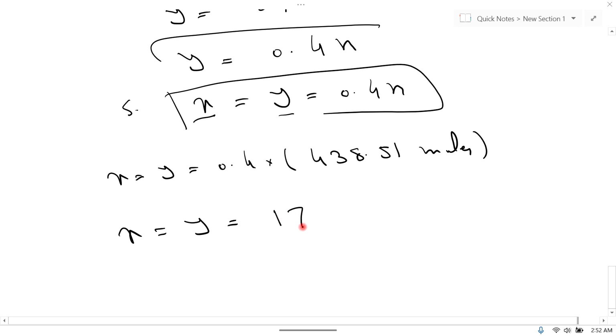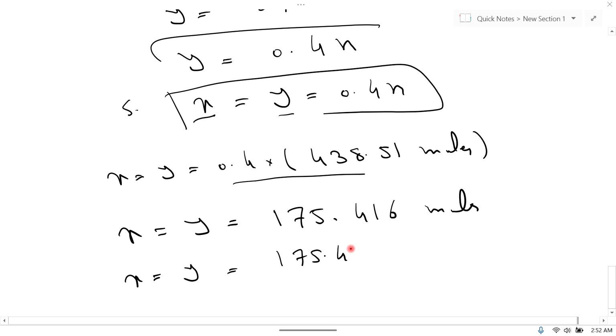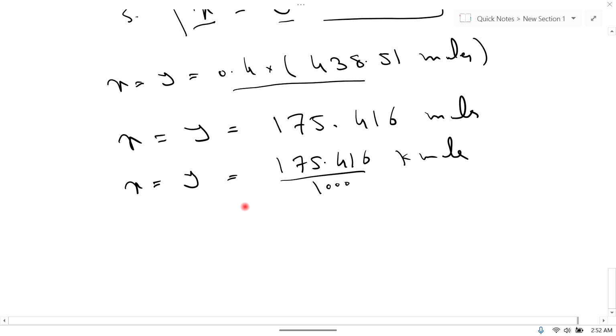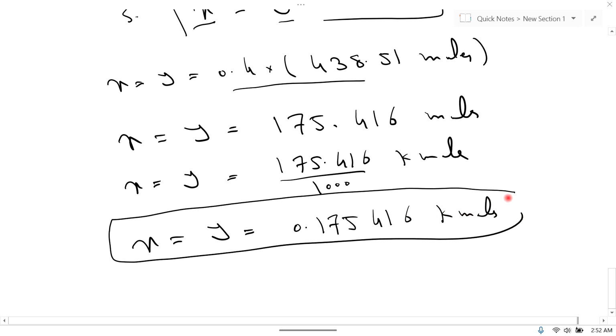So x is equal to y is equal to 175.416 moles, multiplying these two values. Now convert this into kilomoles by dividing by 1000. x is equal to y is equal to 175.416 divided by 1000, since multiplying by 1000 gives kilo. So x is equal to y is equal to 0.175416 kilomoles. These are the number of moles.